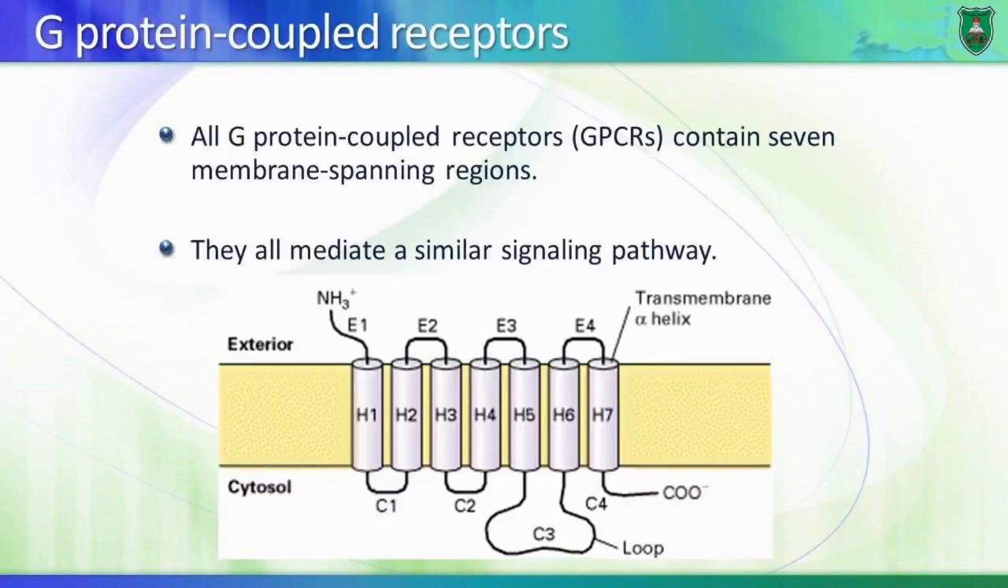You know how they function. So G-protein coupled receptors are 7 transmembrane domain receptors. So they're composed of 7 transmembrane domains, and you have portions of the protein extended to the outside of the cell or to the inside of the cell.